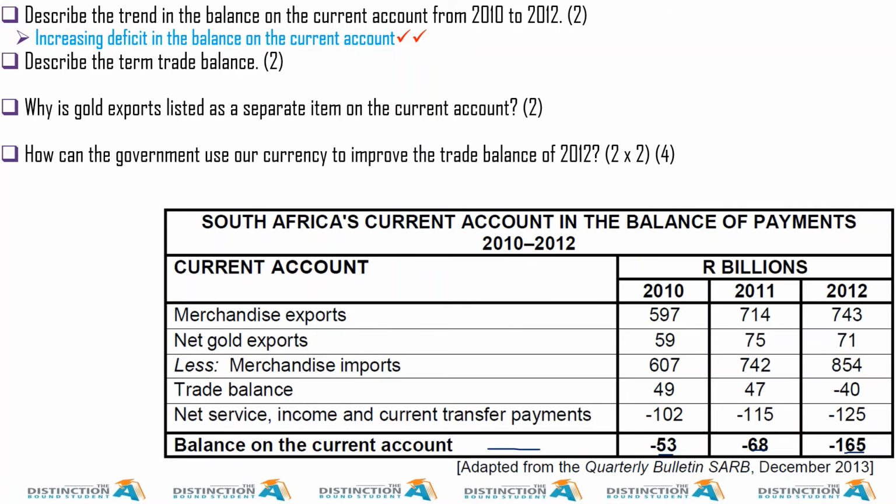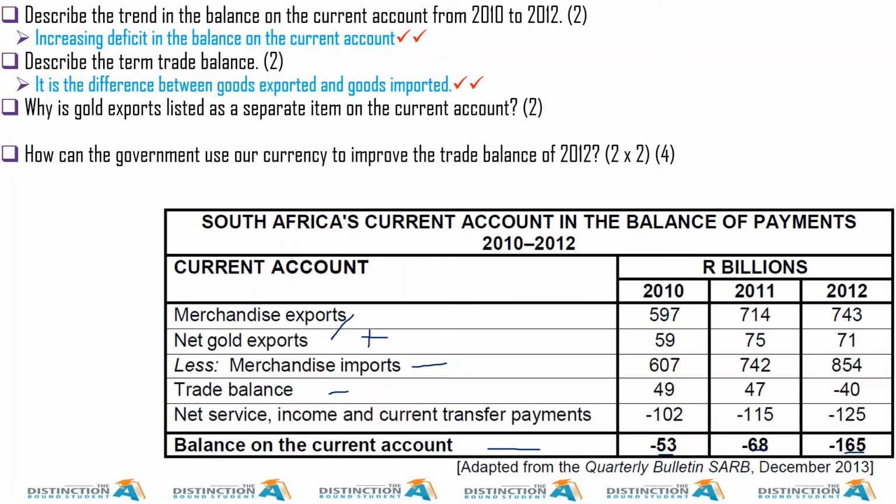Describe the term trade balance. Okay, trade balance, this one here, is merchandise imports plus minus. It is the difference between goods exported and goods imported. So why do we add these two? Because we have other goods like everything else, and we have gold. So all the things we export, and then we subtract from all the things that we import, then that figure can either be positive or negative because it's a net figure.